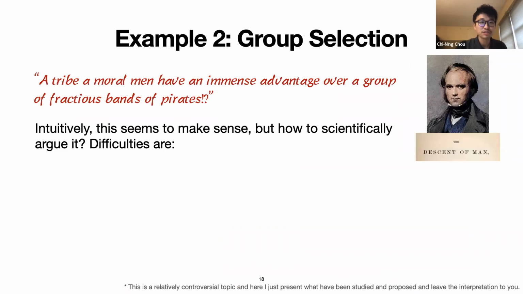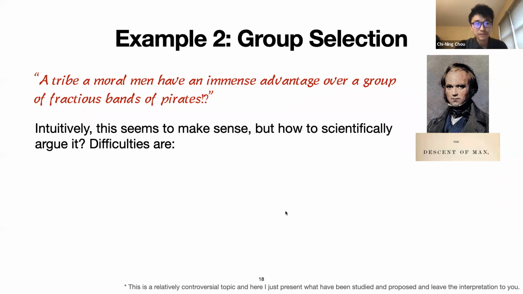And the second example I want to talk about is called group selection, and it actually originated from an observation of Darwin, who said that a tribe of moral men should have an immense advantage over a group of pirates. Intuitively, this maybe makes sense, but I want to emphasize this is a little bit controversial. In particular, when you talk about humans, it's always a controversy.